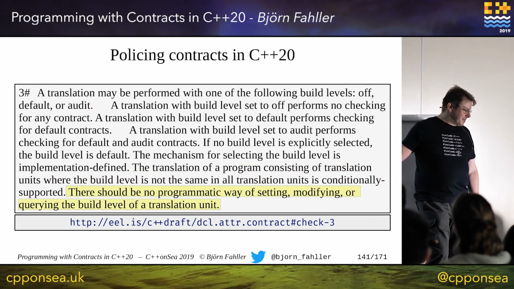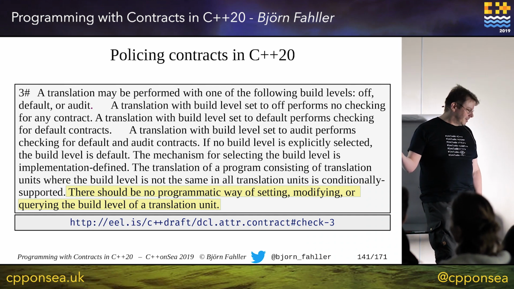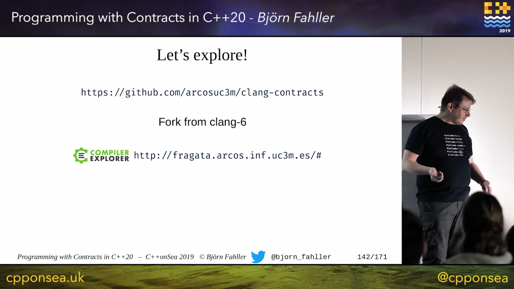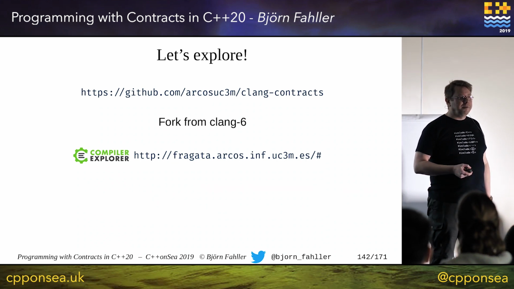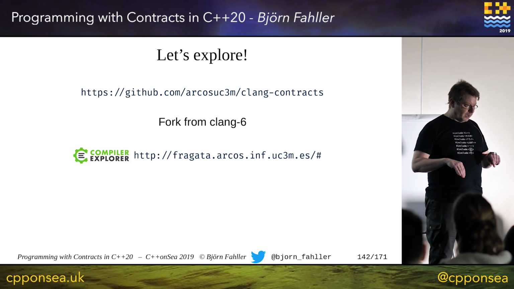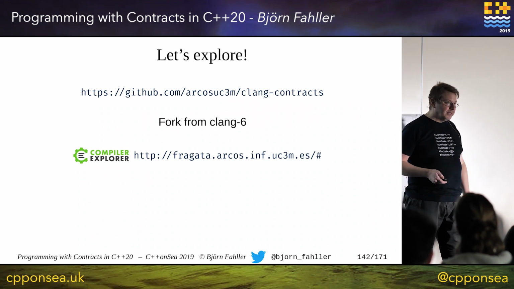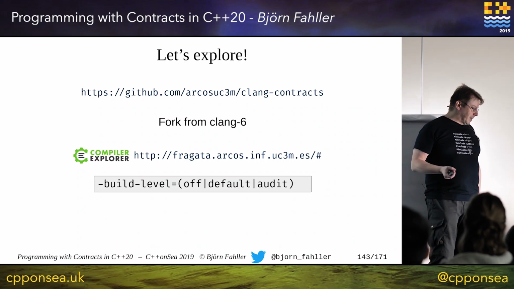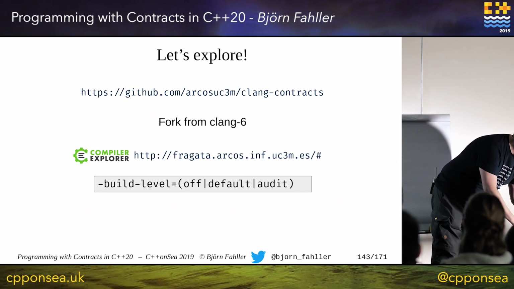Okay, this is an interesting one. There shall be no programmatic way of setting, modifying, or querying the level of a translation unit. That is interesting. That was a security issue. That is actually a security issue. If you manage to somehow get inside the executable and do something nasty, you shouldn't be able to change the level or even find out what it is. So we can build using this flag, build level of default and audit. So let's toy a little bit with that.